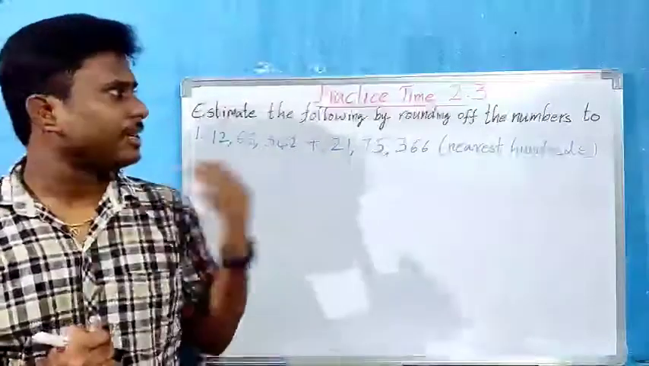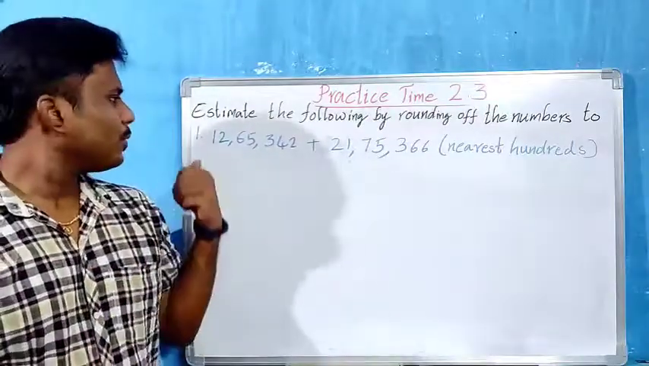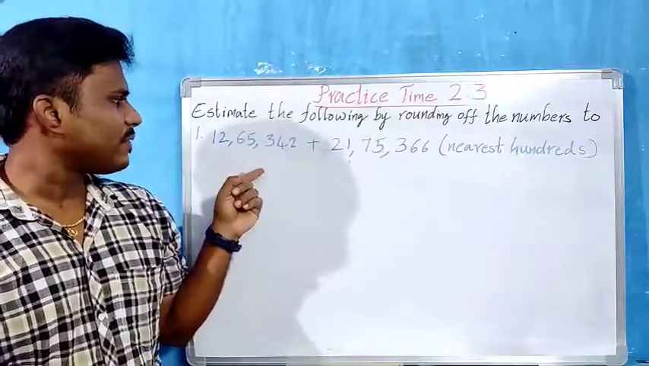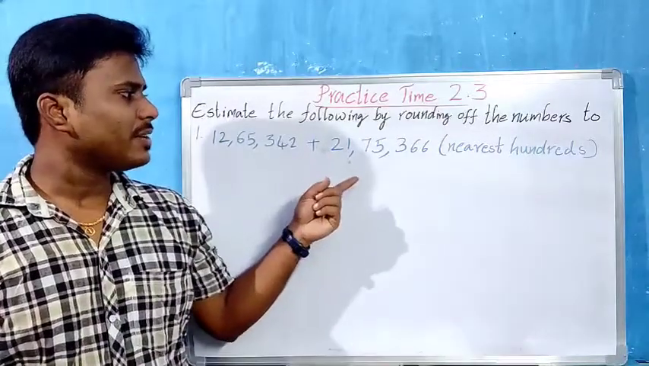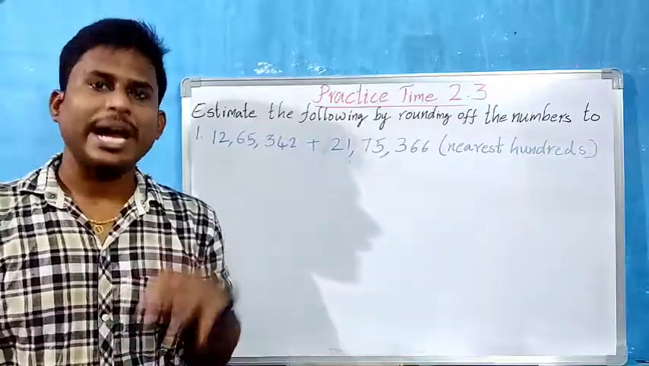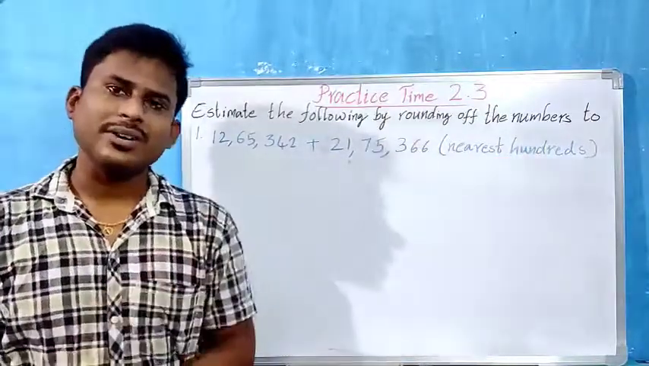So children, practice time 2.3: estimate the following by rounding the numbers to the nearest hundreds. The first question, children: 12,65,342 plus 21,75,366. So what do we have to do here? We have to do addition here, and addition by rounding the numbers to the nearest hundreds.